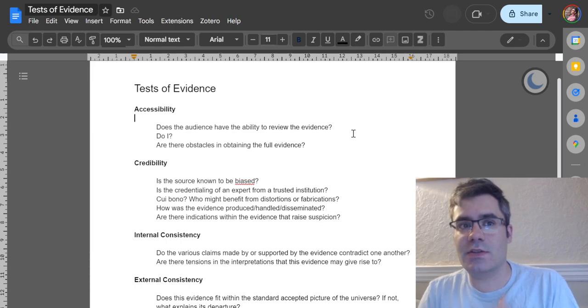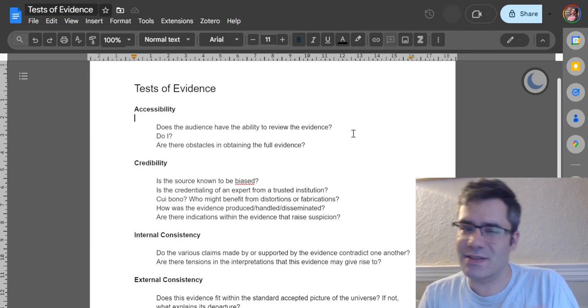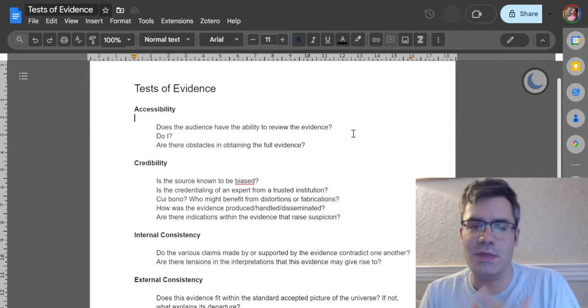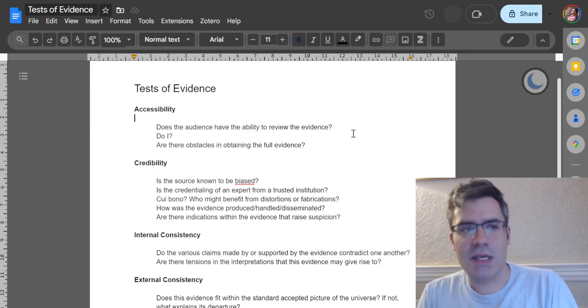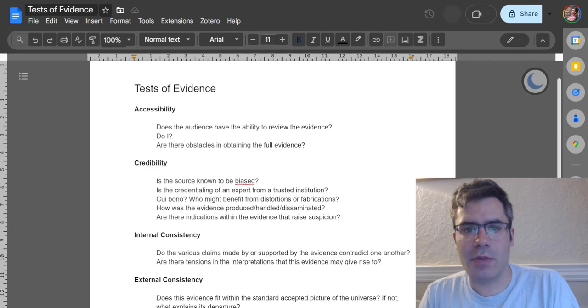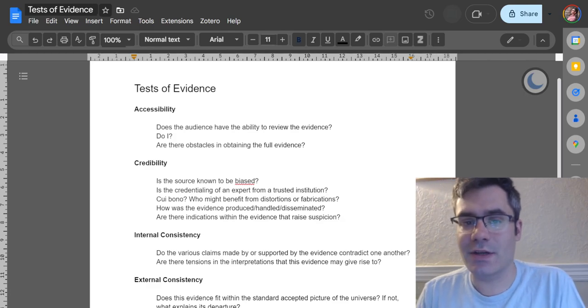These tests of evidence don't mean that if a piece of evidence fails the test, so to speak, that you should throw it out. It just shows a potential weakness in the evidence, something that you might need to address in your argumentation or by finding additional supporting evidence.